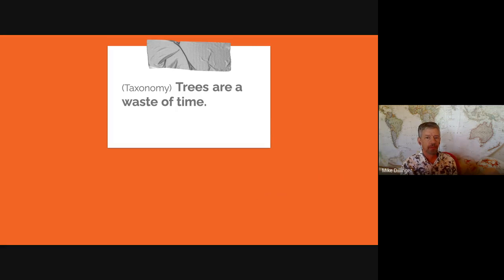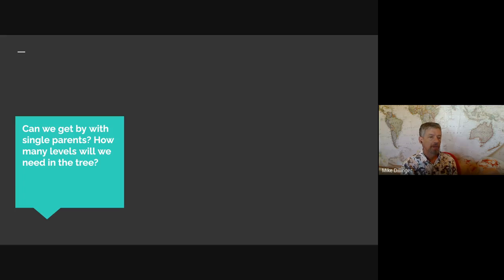This is one I have fun with the taxonomists, because I tell them that trees are basically a waste of time, taxonomy trees. So can we really get by with single parents? I mean, this is what Sung was talking about a little while ago, being forced to migrate away from single parent taxonomy trees. And then we often get these questions about how many levels will we need in the tree, and we just don't know.